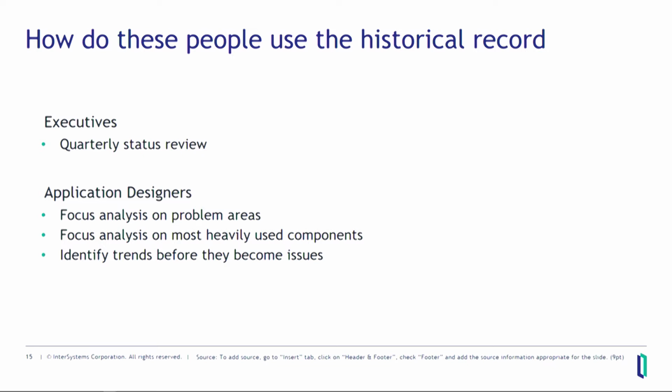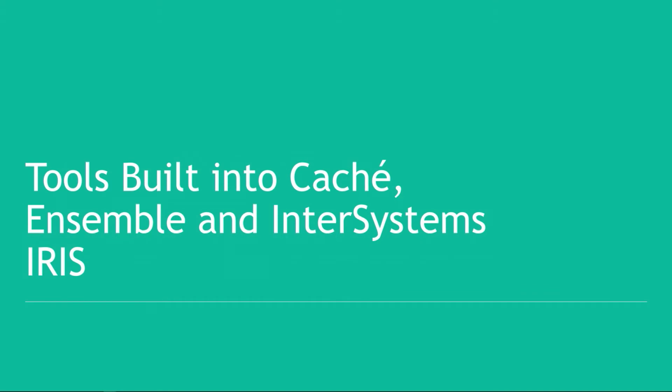Got to focus on the important things and also identify trends before they become significant issues. So that's the historical record. And that's really what I see application performance management is. It's that process of gathering information, identifying the business transactions, identifying things.